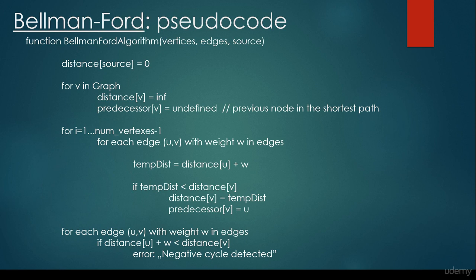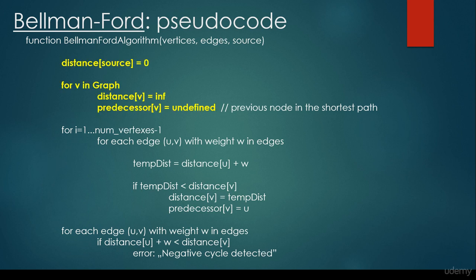So what about the Bellman-Ford pseudocode? We have the function Bellman-Ford algorithm. It's going to take the vertices, so all the vertices in the graph, all the edges in the graph, and basically we have to define what the starting vertex will be. We are going to set the minimum distance of the starting vertex to be equal to 0, so basically it is the initialization phase, and we set all the other vertices' min distance to be equal to infinity and the predecessor to be equal to undefined.